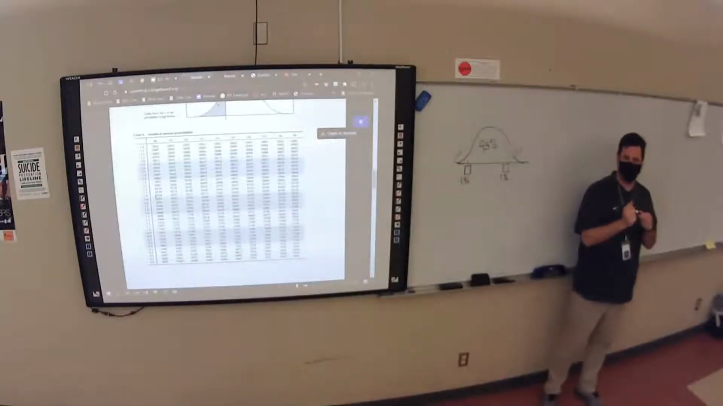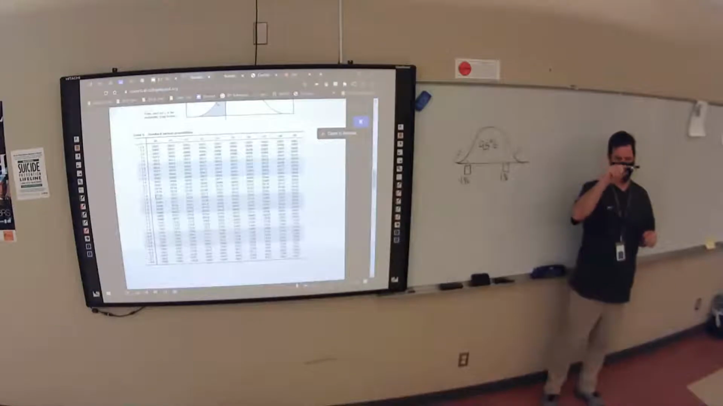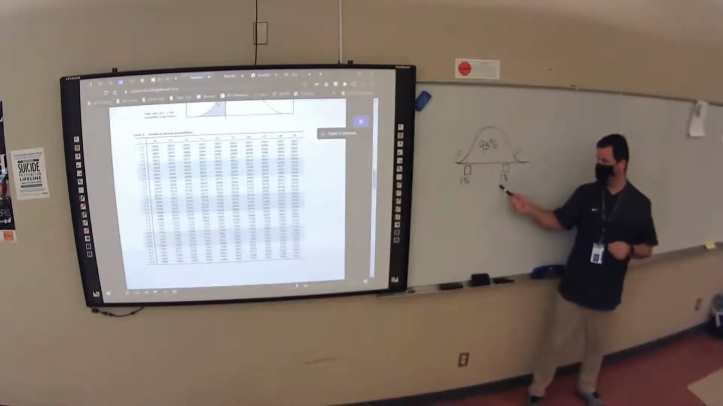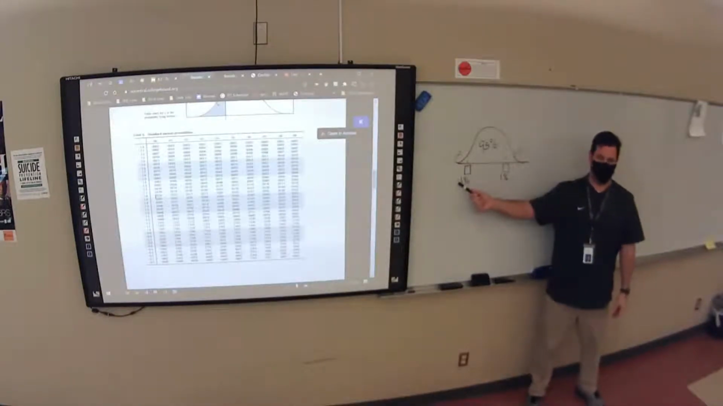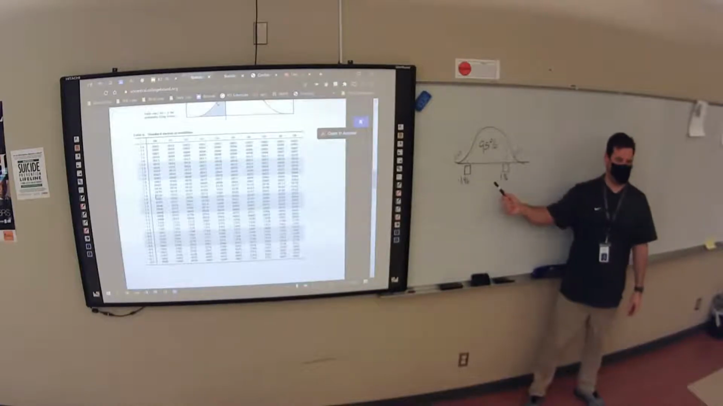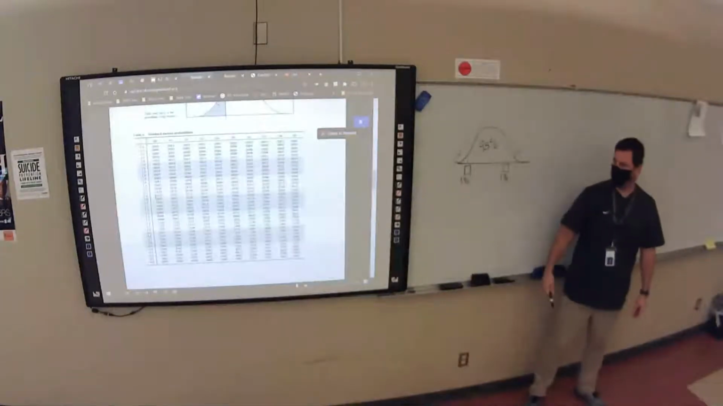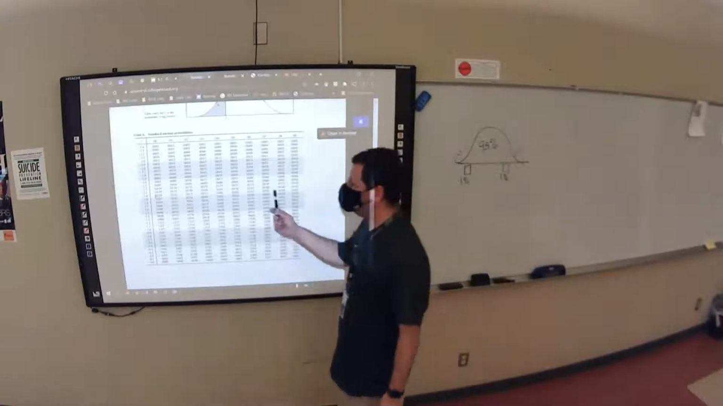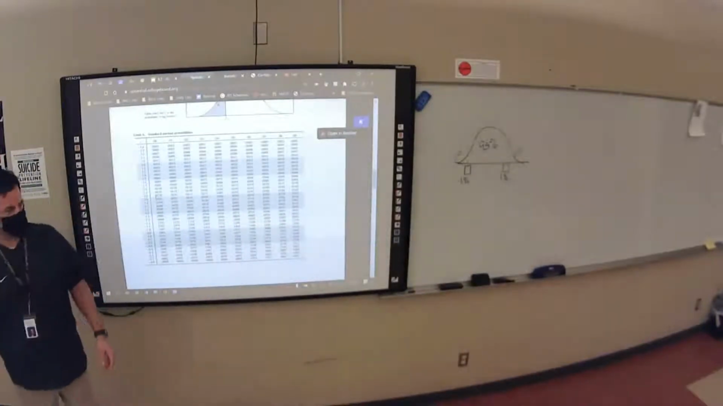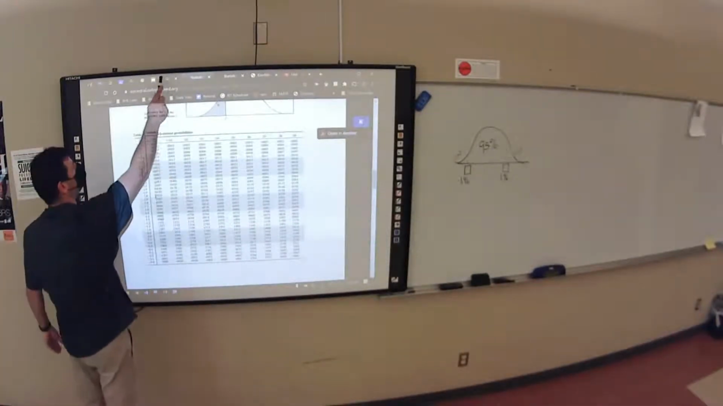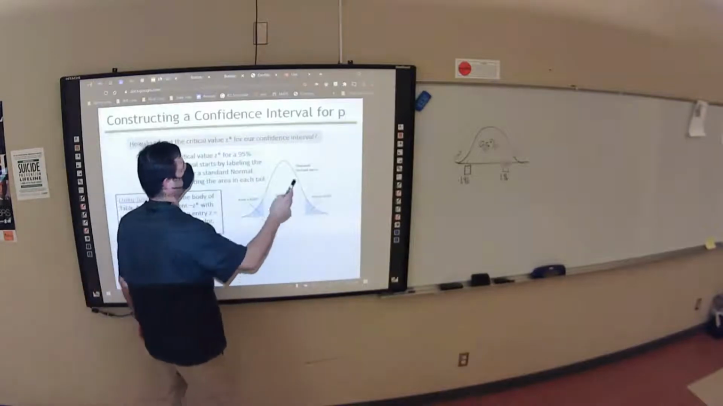1.96. So 2 is close. Y'all okay with that? Remember how the formula shows p hat plus or minus. And so that's why the plus and the minus comes about. If we don't like looking it up in the table, which I don't think anybody does, then what we have to do is look it up on our calculator.